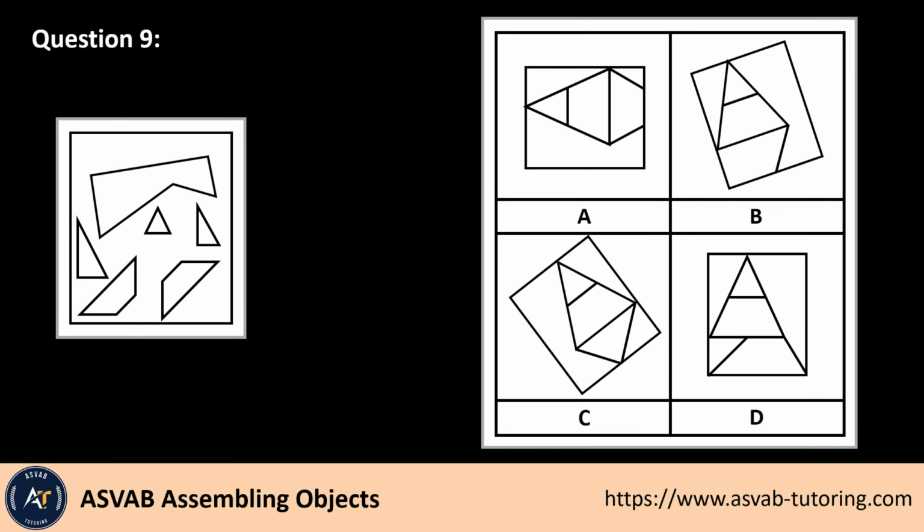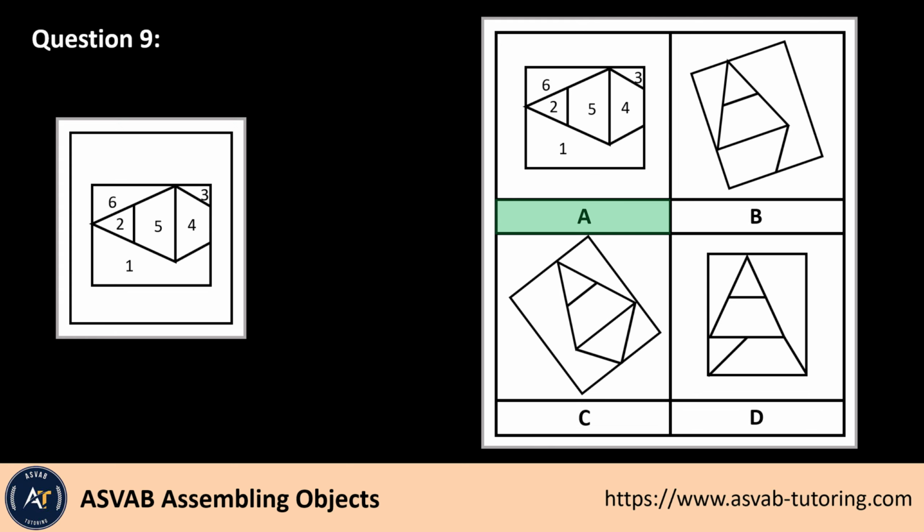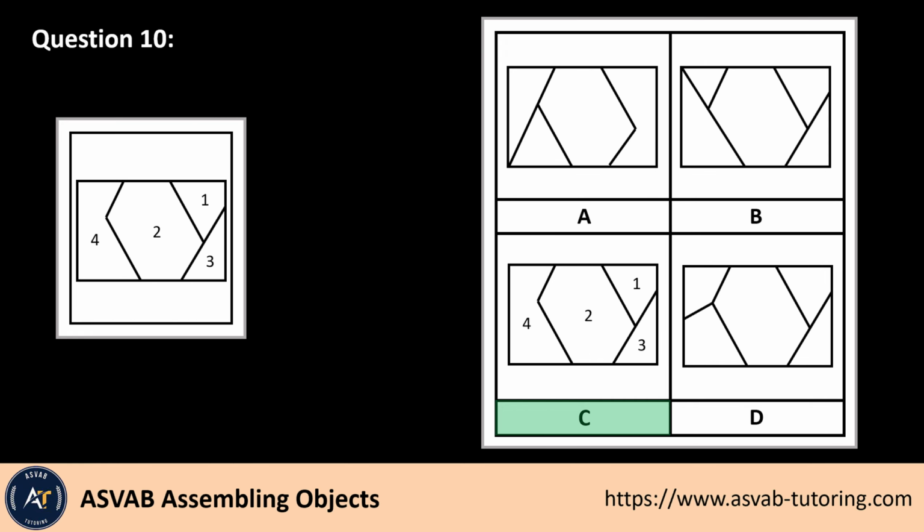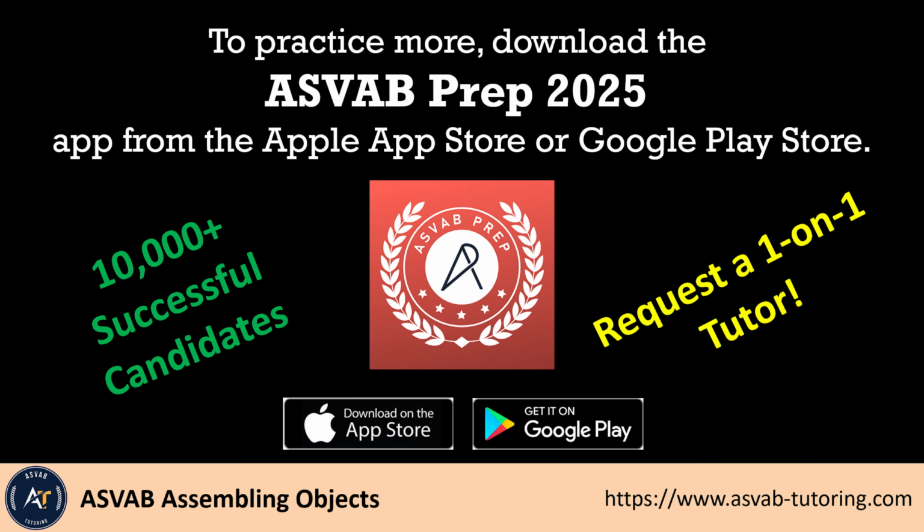Question 9. The same numbers denote similar shapes. The answer is A. Question 10. The similar shapes are indicated by the same numbers. The answer is C.